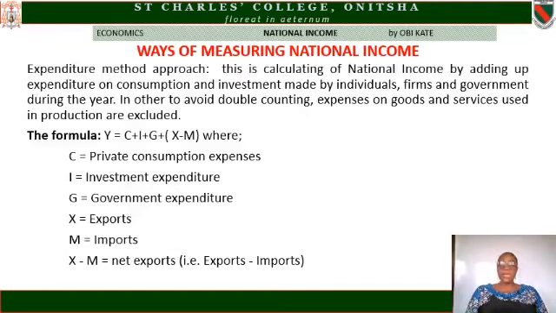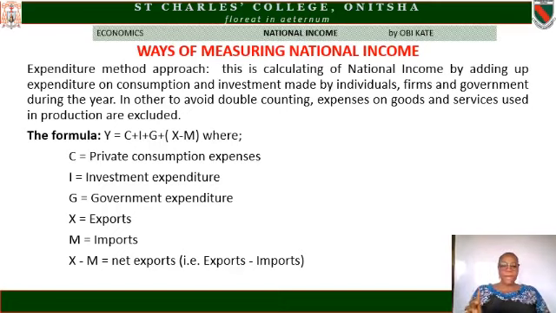Then the last one is the expenditure method. This method calculates national income by adding up expenditure, the consumption and investments made by individuals, firms, and government during a year. In order to avoid double counting, expenses on goods and services used in production are excluded.